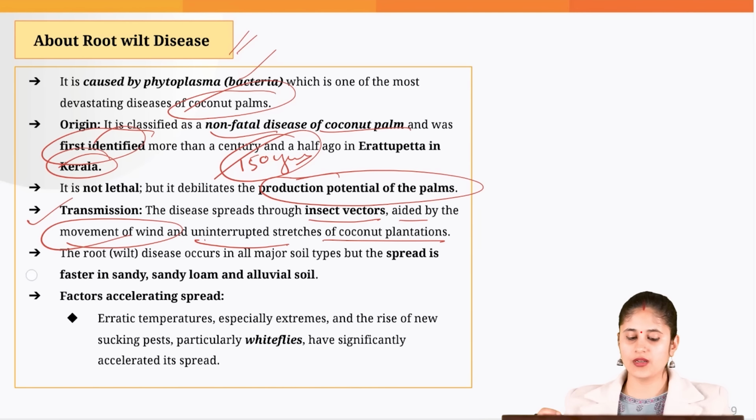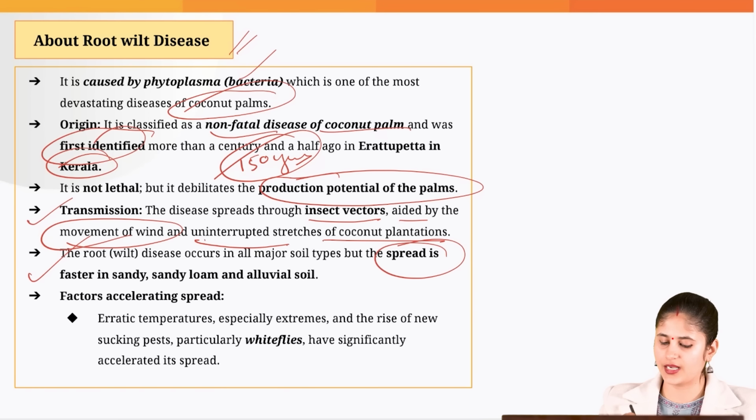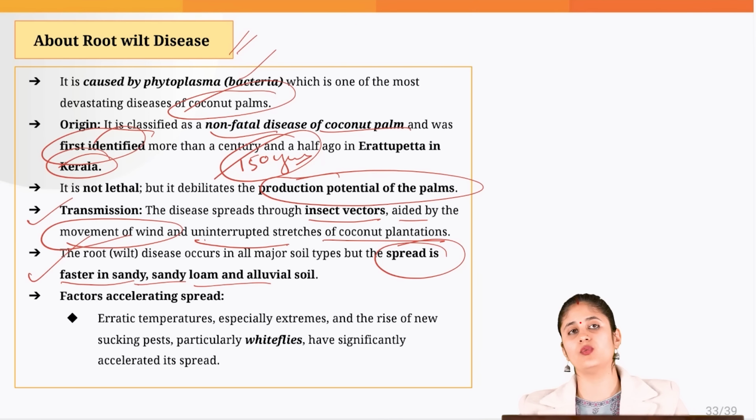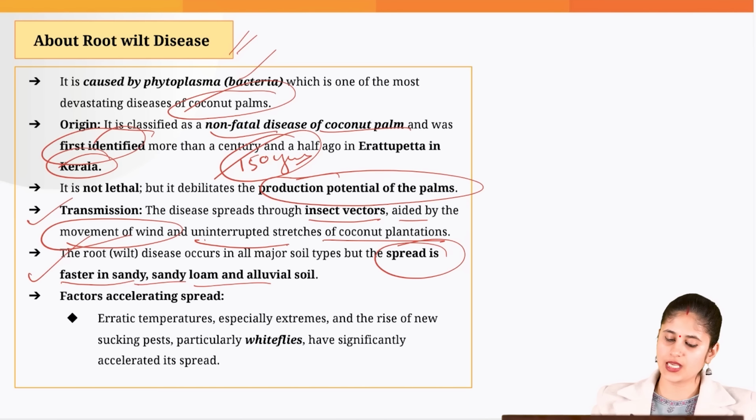So if you have a large area under coconut plantation, if one plant gets infected, then other plants would also get impacted. Now, this particular disease occurs in all major soil types, but it spreads faster in sandy loam and alluvial soil. What are the factors which accelerate the spread?